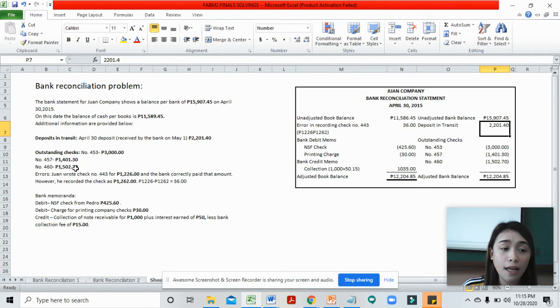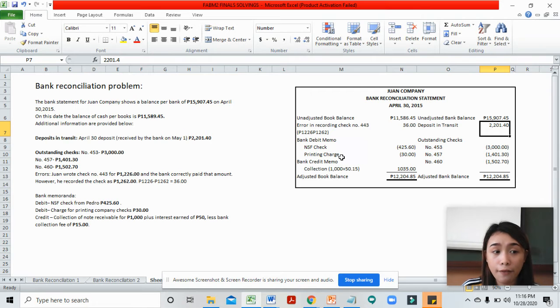And for outstanding checks, we have check number 453. That's how much? That's 3,000 pesos. For check number 457, we have 1,401 pesos and 30 cents. For check number 460, we have the amount of 1,502 pesos and 70 cents.